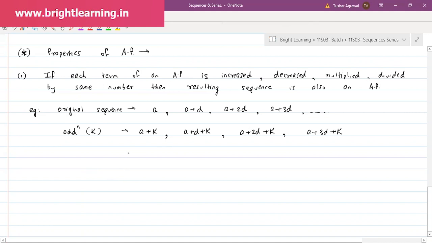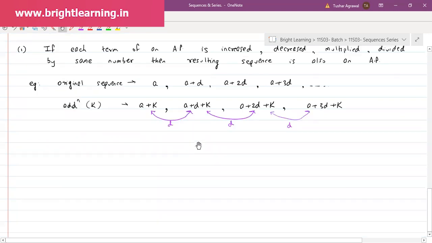Can you see that the common difference is still D only? A plus D plus K and A plus K, the common difference is D. A plus D plus K and A plus 2D plus K, still the common difference is D. Yes or no? Geometrically, on the number line, the points were initially A, A plus D, A plus 2D, A plus 3D. They were equally spaced points. And now plus K, plus K, plus K.